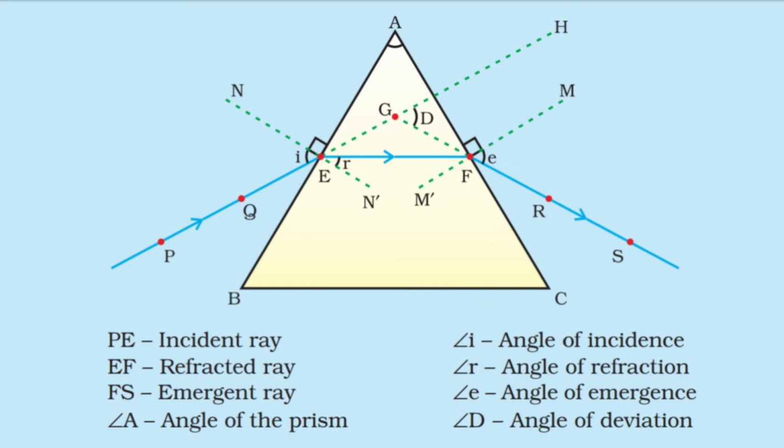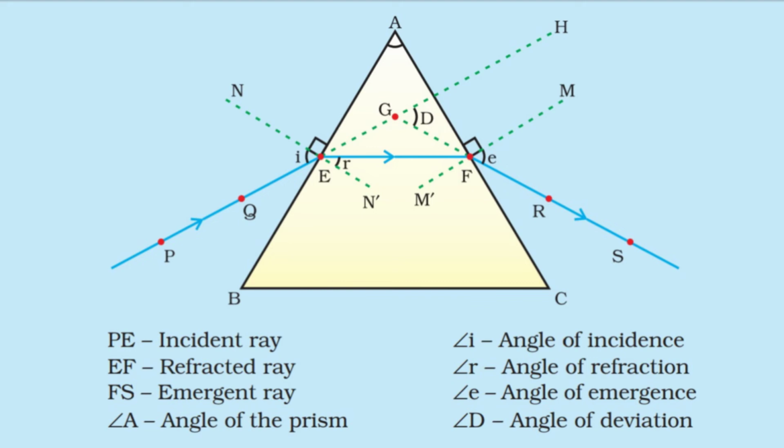That means N dash and M dash are the normals of the two faces AB and AC. Now see, the angle of emergence. Where is the angle E? Angle E is placed at MFS. Angle MFS is called angle E. That is the angle of emergence.